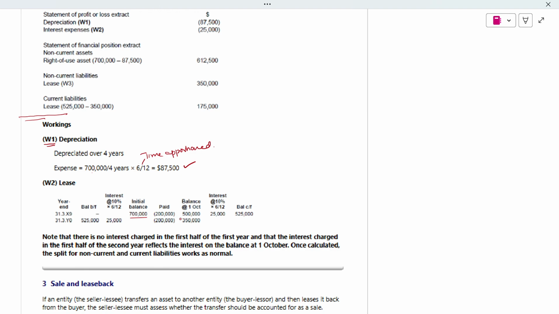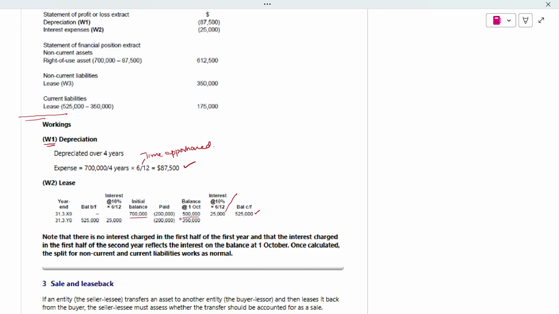How much is the balancing amount? Balancing amount is 500. On the balancing amount, you have calculated interest, only for 6 months. Closing balance is how much? Closing balance is 525.